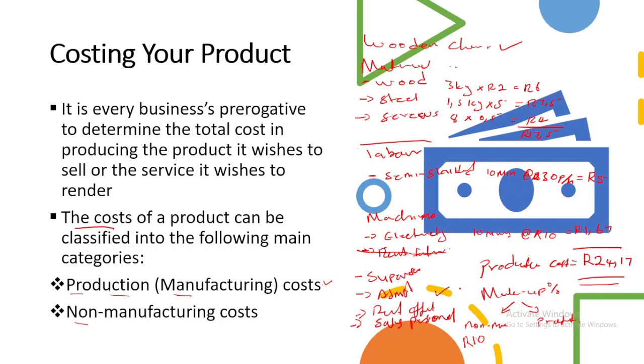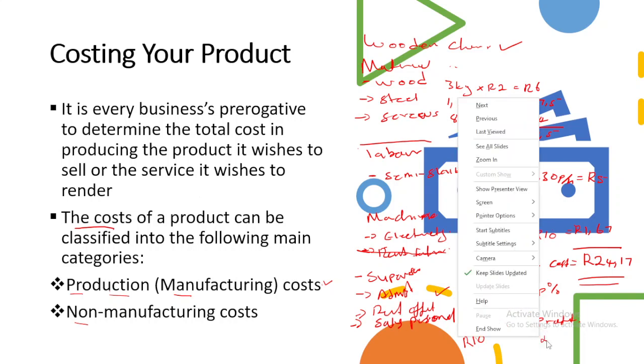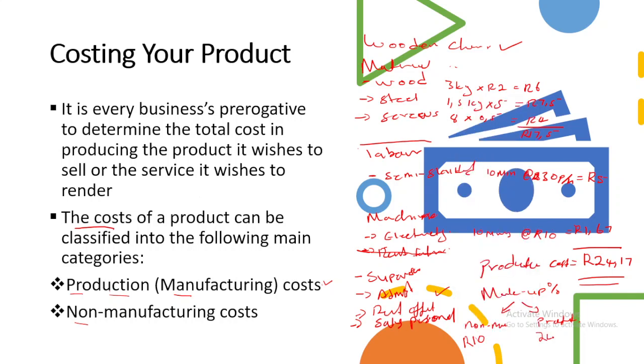So meaning that the total non-manufacturing cost divided by the number of chairs that were produced is equivalent to 10 rand, and therefore now we need our profit. So for our profit, we can say let's double what we actually spent on the product, 24.17. So this means that our markup is going to be 34.17, and when we add it to there, it's going to be 58.34. So this is going to be our selling price.